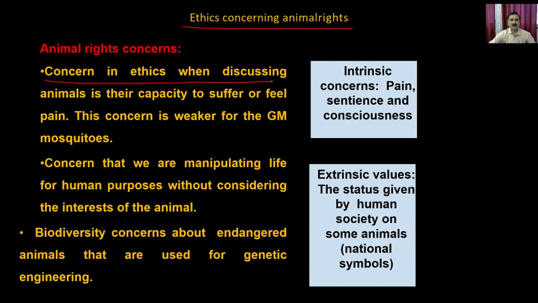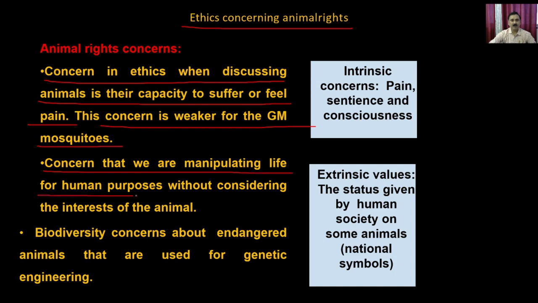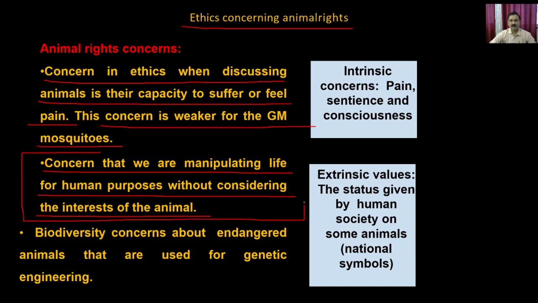So, a concern in ethics when discussing animals is their capacity to suffer or feel pain. This concern is weaker for the G1 mosquitoes. Another concern is that we are manipulating life for human purposes without considering the interest of the animal. This is a very serious ethical concern, that you are manipulating all the animals, and all you are doing is because you want to make products for human benefit.